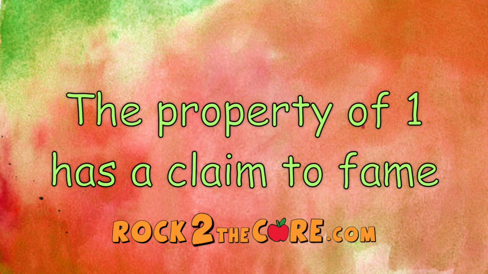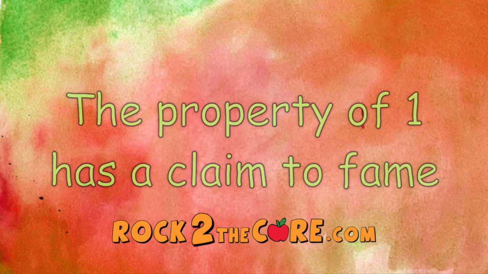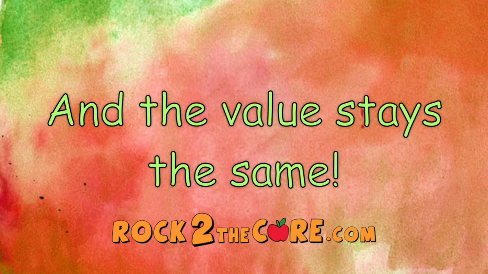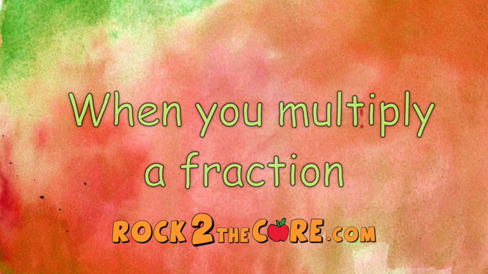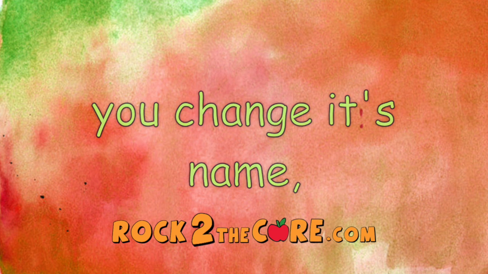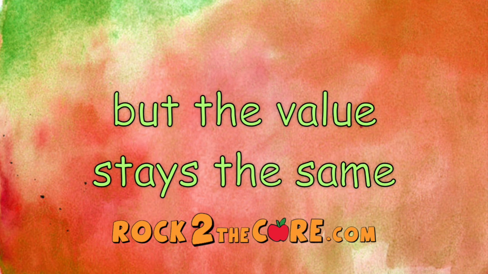The property of one has a claim to fame. Multiply or divide by one, and the value stays the same. When you multiply a fraction by a form of one, you change its name, but the value stays the same.